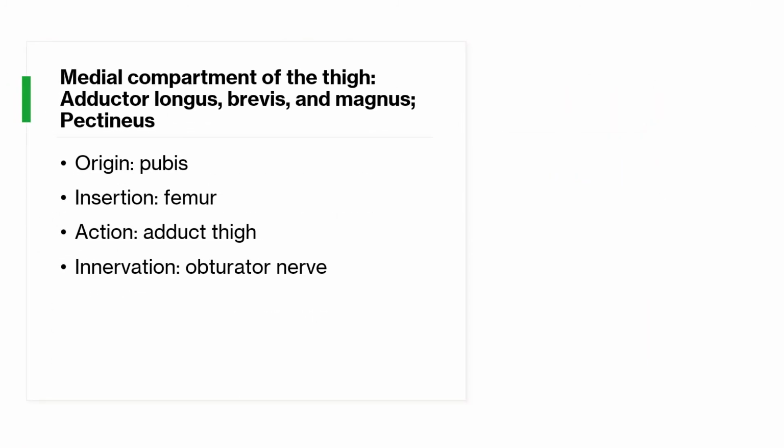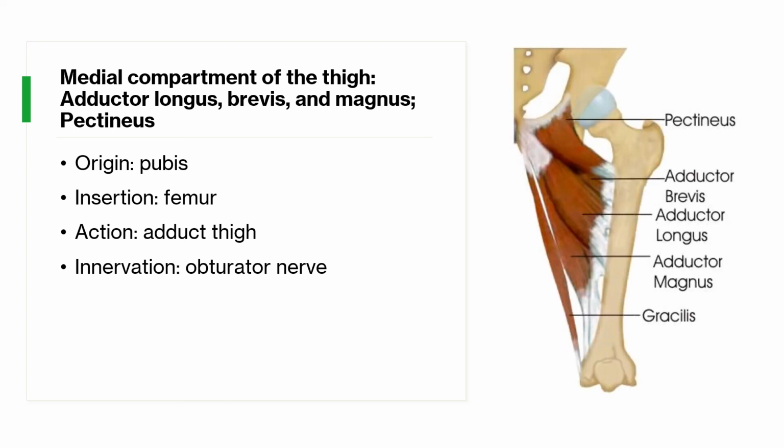Medial compartment of the thigh, adductor longus, brevis, and magnus. Pectineus. These all originate from the pubis. So all these muscles originate from the pubis. They all insert on the femur. They all adduct the thigh, and they're all innervated by the obturator nerve.